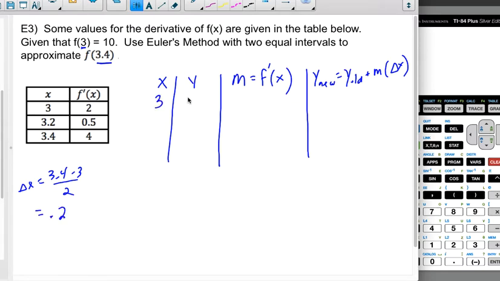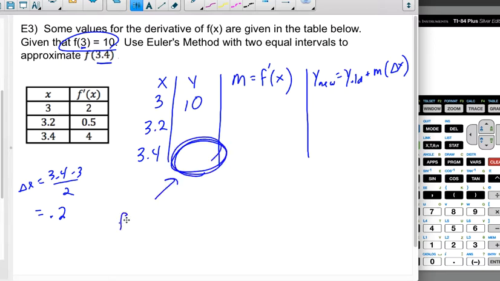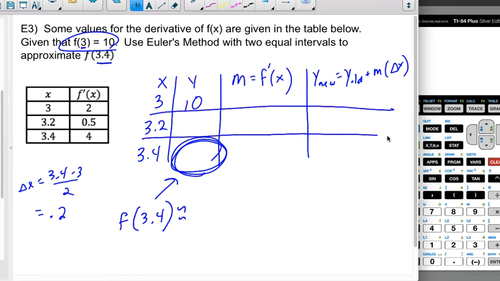So I have a 3, comma 2. Oh, sorry, it's not 3, comma 2. My bad. The original point is 3, comma 10, right? I want 3.2, and I don't know the y value, and I want 3.4, and I don't know the y value. This is the answer I want, right? This is my f of 3.4 is approximately that value. So if we go ahead and fill out this table, right, I know that the slope is f prime of whatever the x coordinate is, which I have in this table right here.